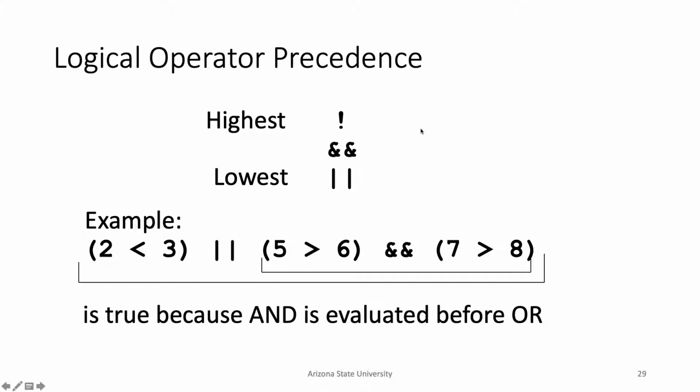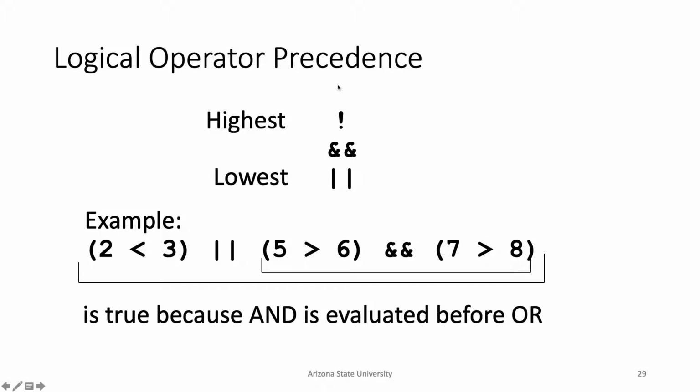So you may think, okay, if I have like 2 less than 3 or 5 greater than 6 and 7 greater than 8, depending on which one of those operators is executed first, it may give a different result. So the way that it works is, if the program finds a not somewhere in the condition here, it executes the not first. Okay, so not has highest precedence, meaning that anything corresponding to a not is executed first.